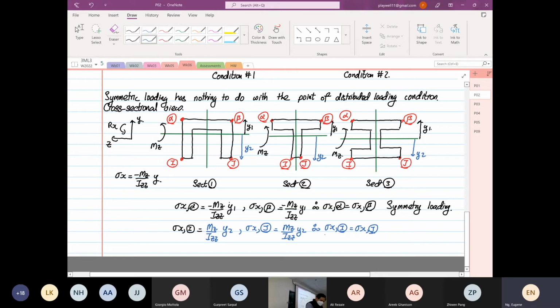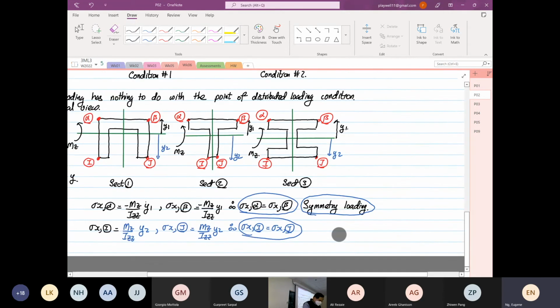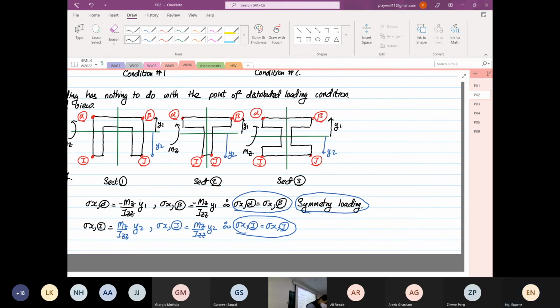So this condition satisfies what? Symmetry loading, right? We call it symmetry loading because of the stress field. Okay, so symmetrical loading, I'm going to write down, symmetrical loading is based on, in fact, two things.